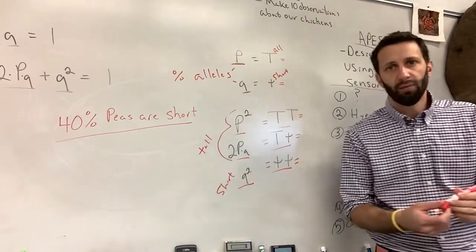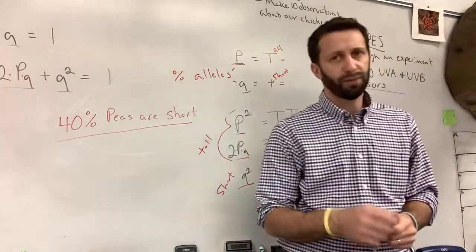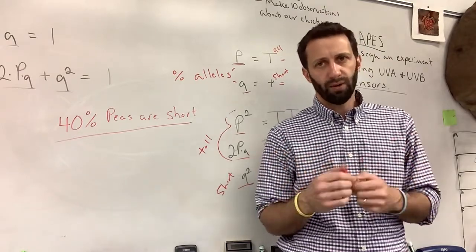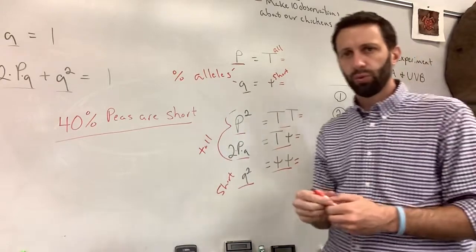Now, anytime you get one of these Hardy-Weinberg problems, the first thing you want to do is think about, just like most math problems, what have I been given? So out of these 5 variables, which one do we know for sure?